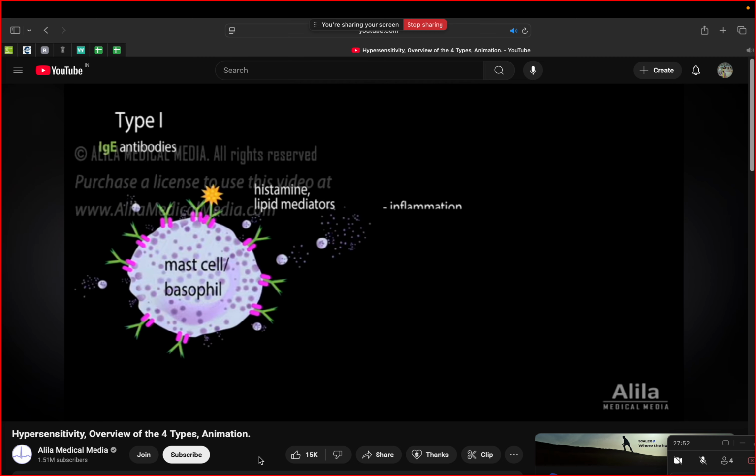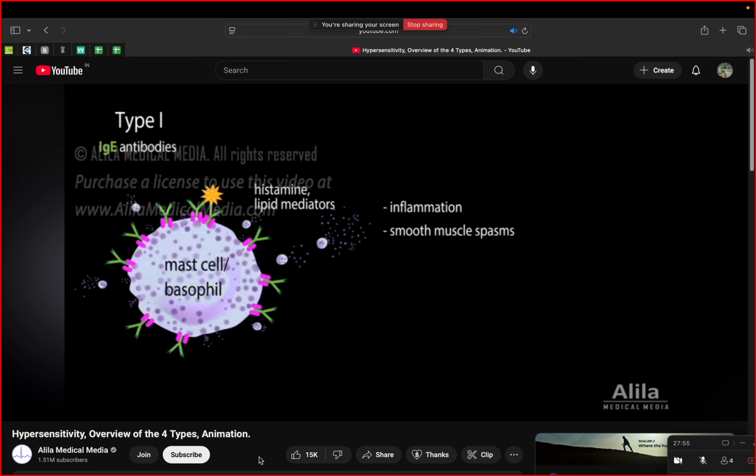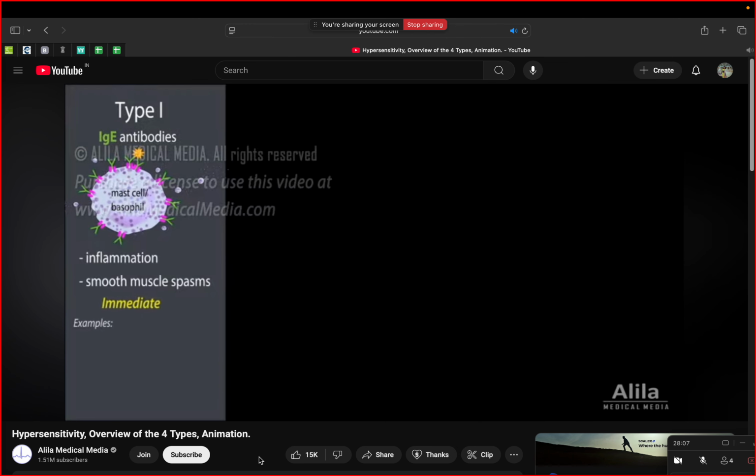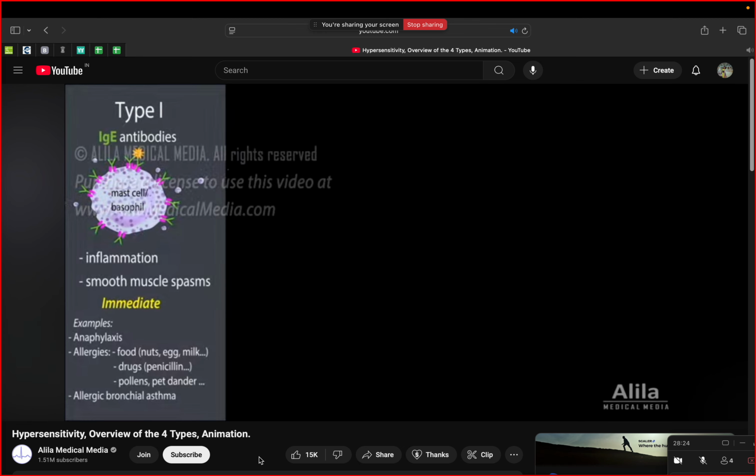These chemicals cause dilation of blood vessels, smooth muscle spasms, and are responsible for symptoms such as edema, rash, difficulty breathing due to bronchospasm, abdominal cramping, vomiting, and diarrhea. The reactions are immediate, within minutes of contact with the antigen, and can range from mild to severe. Severe reactions may lead to anaphylactic shock, a life-threatening condition in which blood pressure drops and airways narrow to a dangerous level. Most allergies are type 1 hypersensitivity reactions.